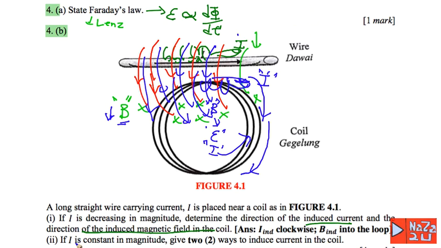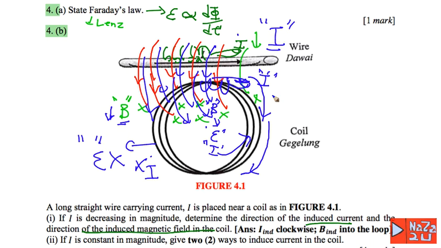And number 2, if I is constant, so now I is not changed, give two ways to induce EMF. If the current is not changed, meaning the flux or the B passing through the coil is not changed, the magnetic field is not changed. So there is no induced EMF in the coil, meaning no current I flows in the coil. But you can still produce induced EMF even if the current is constant.